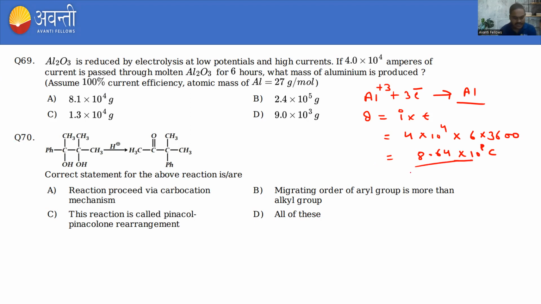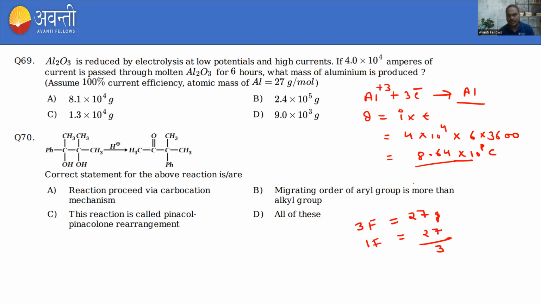Now this much quantity of electricity is passed. It's a very simple thing: from this equation, that is 3F, so 3F of electricity deposits, with molecular mass 27 gram of aluminium. So 3F quantity deposits 27 gram. So 1F deposits 27 divided by 3, right?